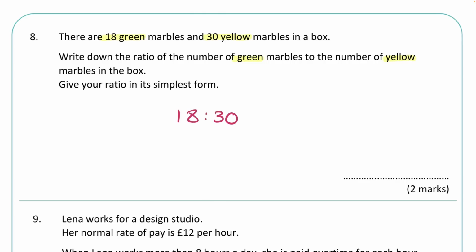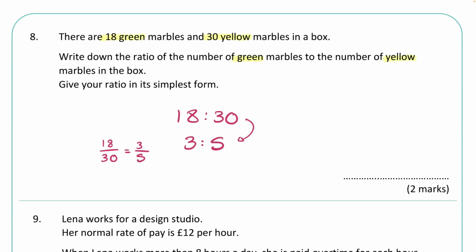30. And we need to simplify this ratio. Simplifying a ratio is really nice on a calculator because I can write it as a fraction, 18 over 30, and that will simplify it for me. So if I do 18 on the top, 30 on the bottom, it comes out as 3 over 5, which just means the 3 goes where the 18 is, and the 5 goes where the 30 is.